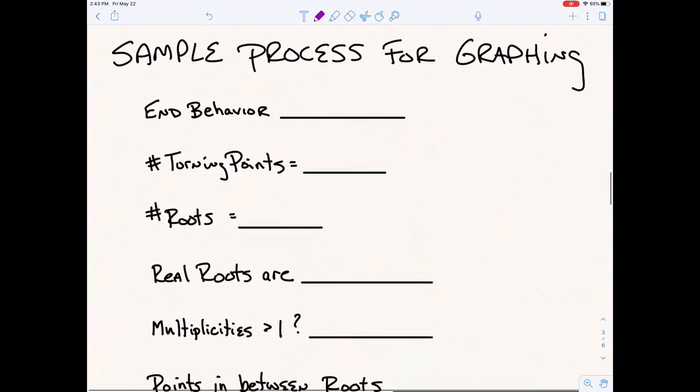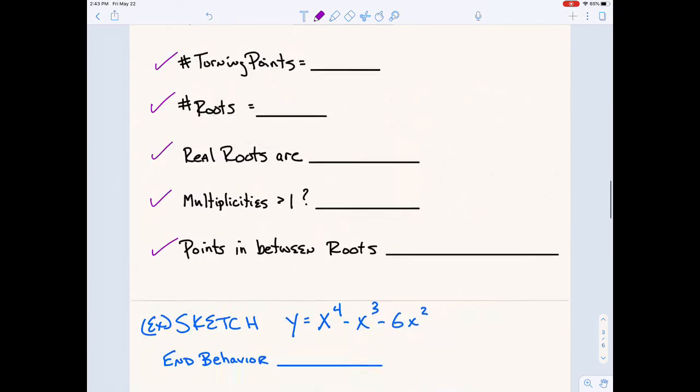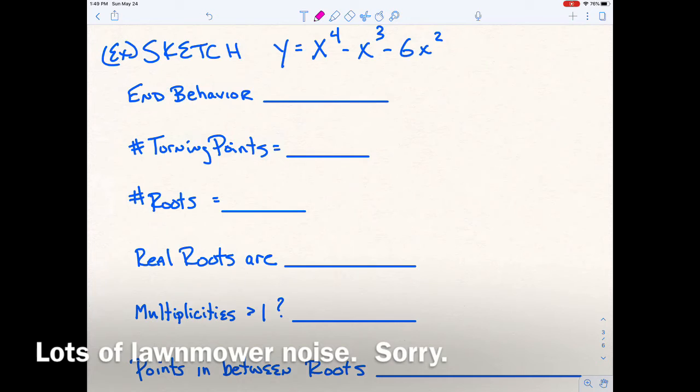But let's move on. So here is the process that I follow when graphing a polynomial by hand. I look for end behavior, turning points, roots, what the real roots actually are, if there's any multiplicities, and then the points in between. So let's try one together. I've moved outside for this second part of the video, so let's go ahead and sketch this thing.